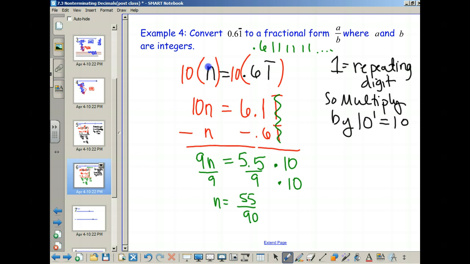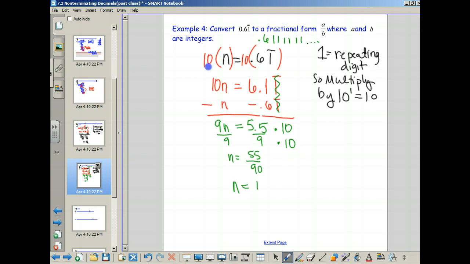You'd reduce it at that point, then. So 55 and 90 can both be divided by 5. 55 divided by 5 would be 11. And 90 divided by 5? I think it's 18, too, yeah. She did it with 11, right?